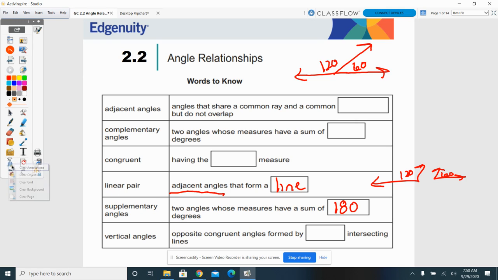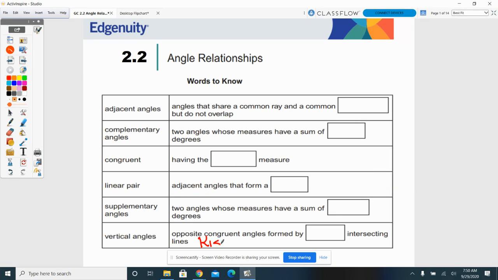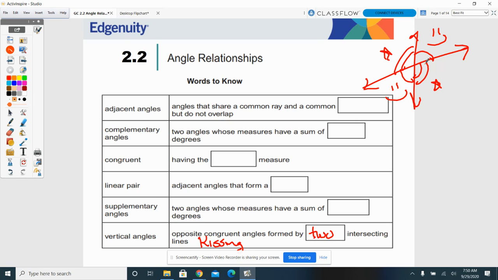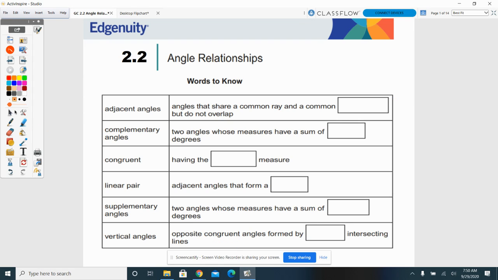And then you know what the vertical angles are. We call those the kissing angles. They're opposite congruent angles formed by two intersecting lines. So if you have an X, the vertical angles are congruent. This guy is congruent to this guy, and then the guy on the right is congruent to the guy on the left. And I put 2 marks there because these two are congruent, but they're not necessarily congruent to those two. So I did 2 marks instead of 1.